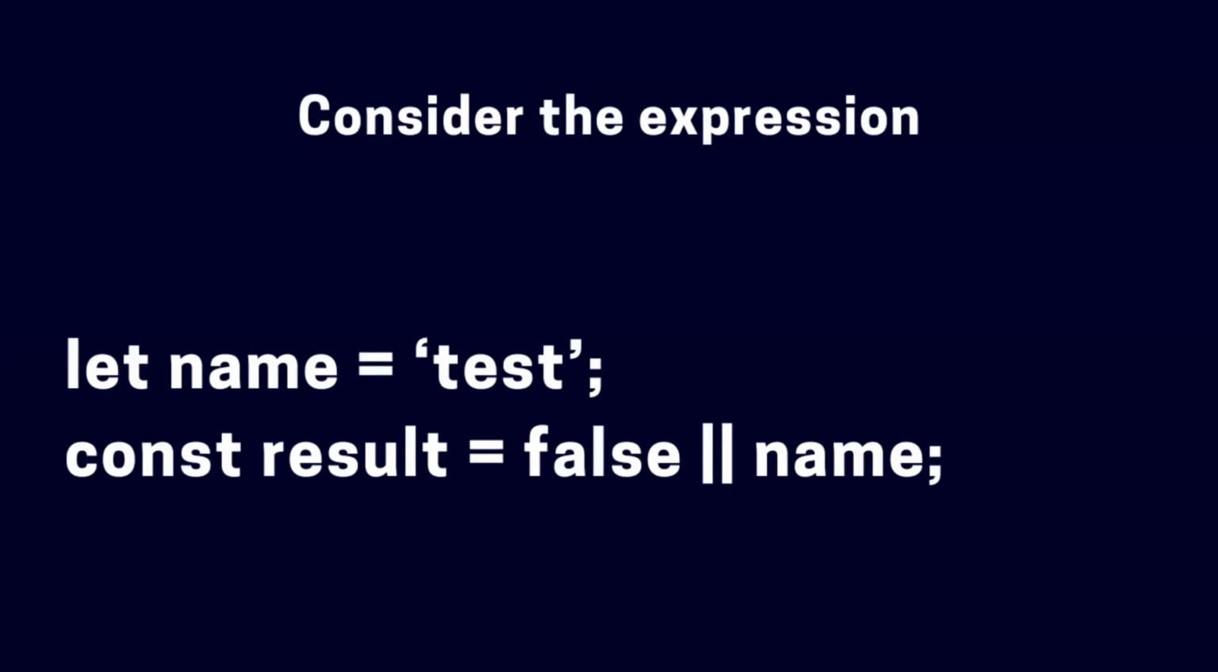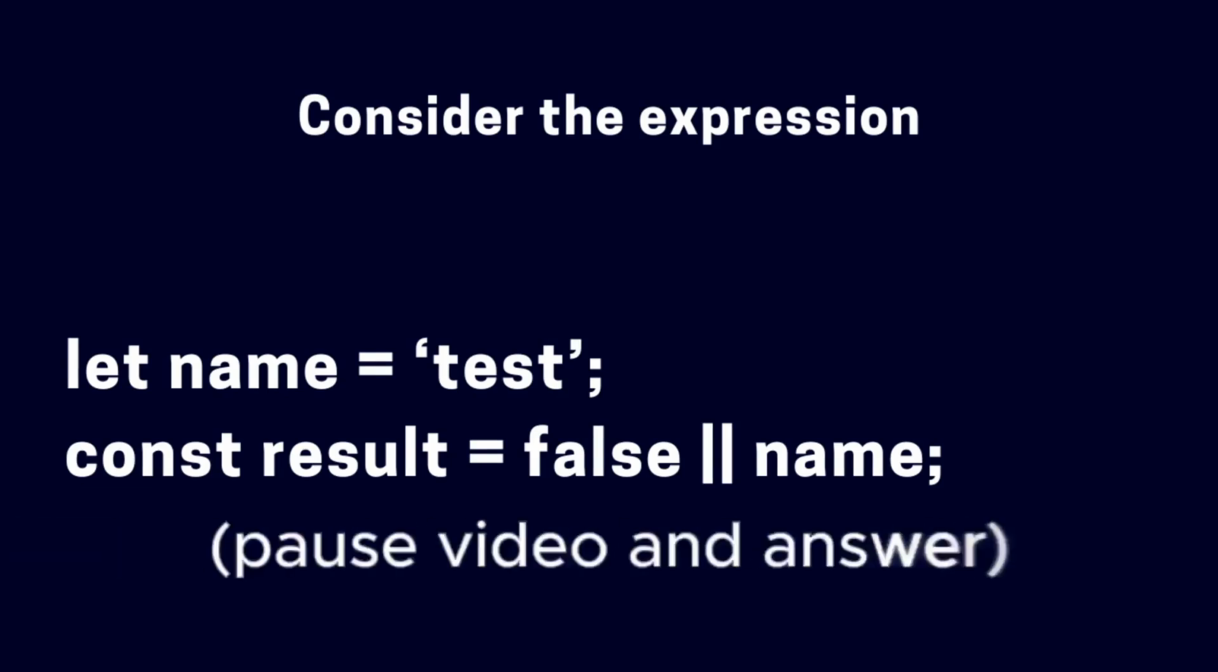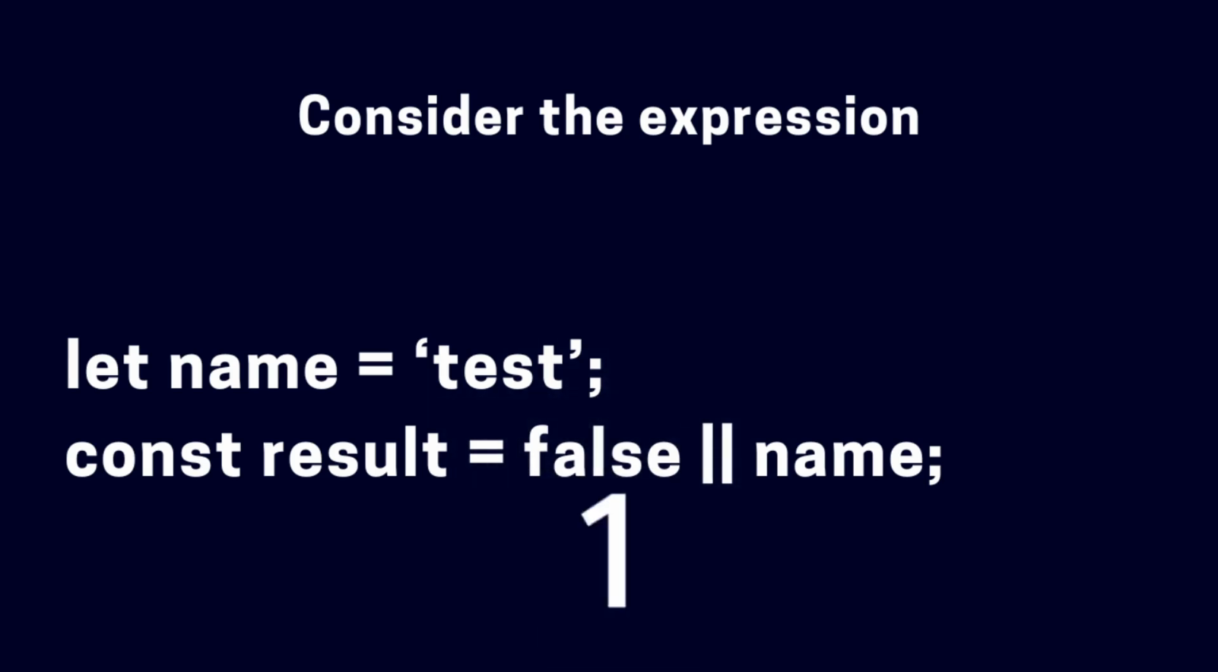Consider the expression let name assigned to the string test and const result equal to false or name. What is the value stored in the variable result? The value stored will be the string with the word test.